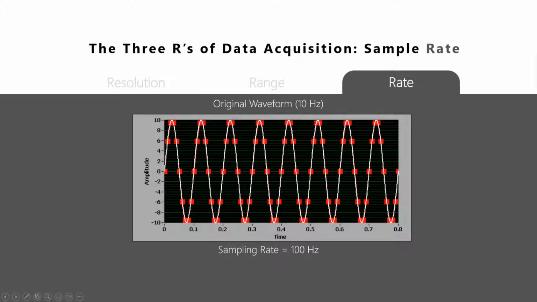So here's the thing. If you sample too slowly, you'll end up with a waveform that distorts the shape and frequency of your actual signal. This problem is called aliasing.